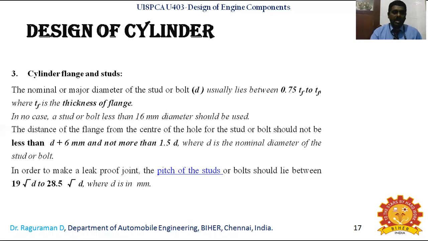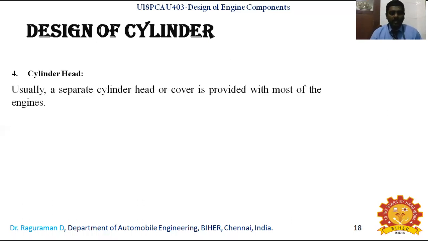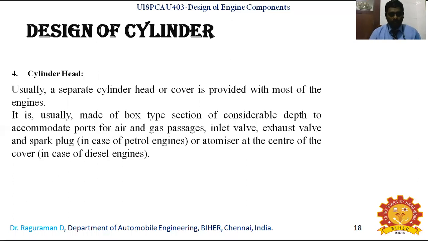So in order to make a leak-proof joint, the pitch of the studs or bolts should lie between 19 square root of d to 28.5 square root of d, where small d is in mm. And finally, the cylinder head. Usually above the cylinder there will be a cylinder head. A separate cylinder head or cover is provided with most of the engines. It is usually made of a box-type section of considerable depth to accommodate ports for air and gas passages, inlet valve, exhaust valve, and spark plug. In case of a petrol engine, you will have a spark plug, or an atomizer at the center of the cover in case of a diesel engine.